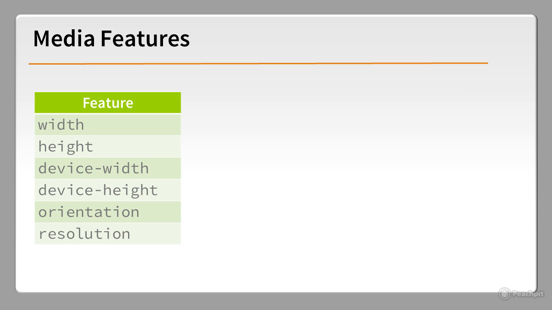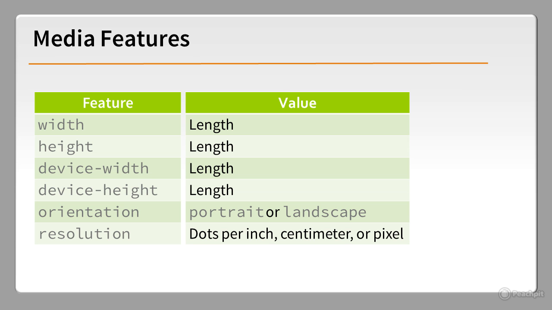Queries are based on testing one or more features. These are the most common. When testing a feature, the media query usually expects a value. For example, when targeting styles at a mobile phone, you might specify the width as being 320 pixels or 480 pixels. A test for orientation uses the keywords portrait and landscape. Resolution can be expressed as dots per inch, dots per centimeter, or dots per pixel.